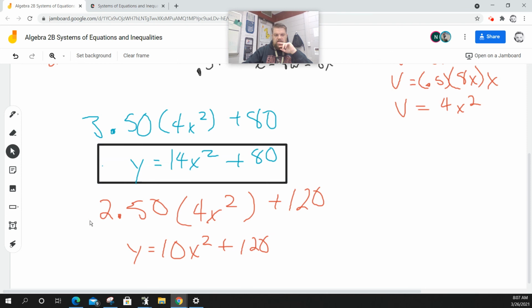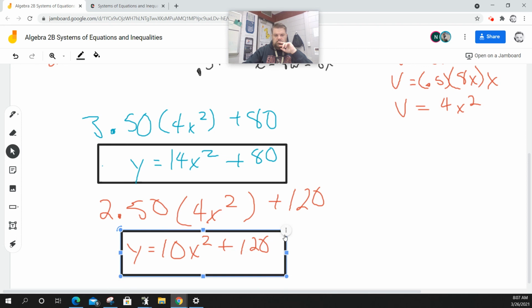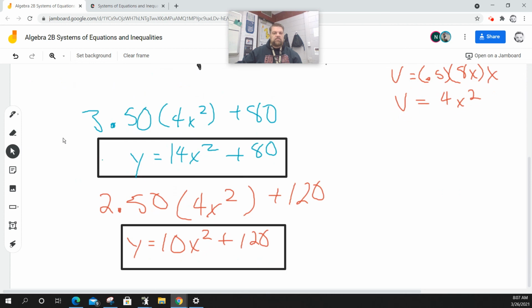So I think what we have going on here is that our system of equations is this, and this one. So those are the two answers for that. And then if we wanted to solve for x, basically what we would do is set those equal to each other, but that's not what the question is asking us to do right now. Okay.